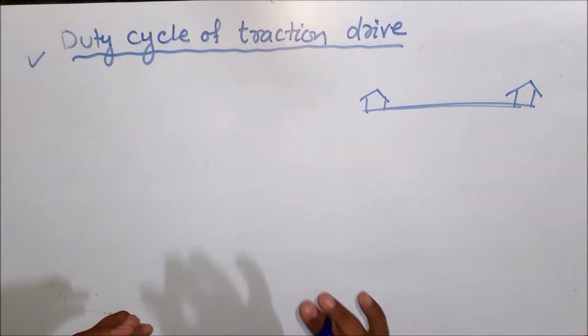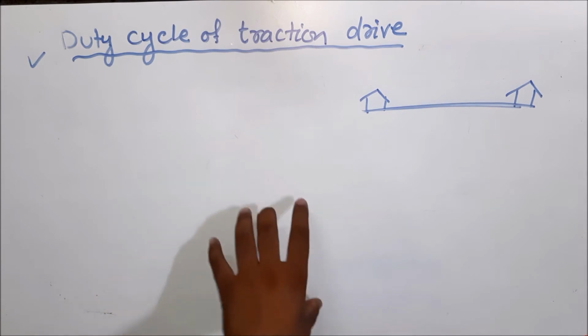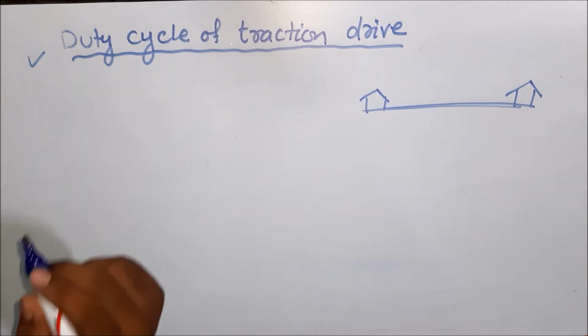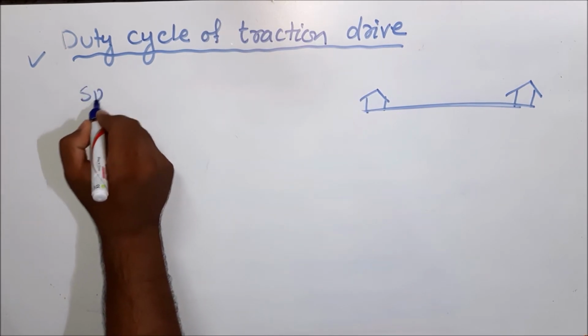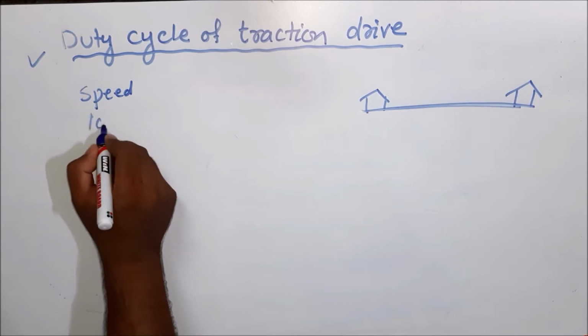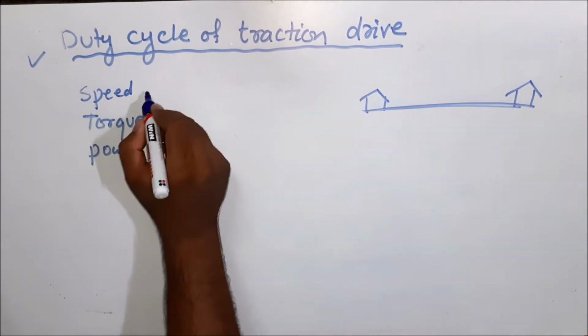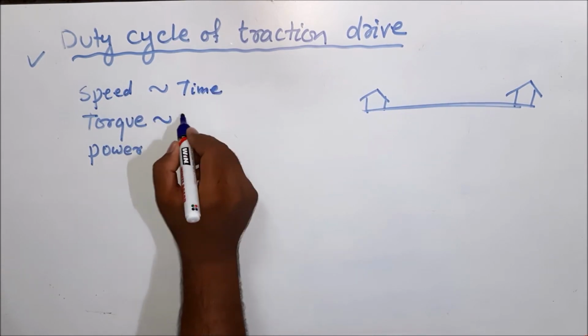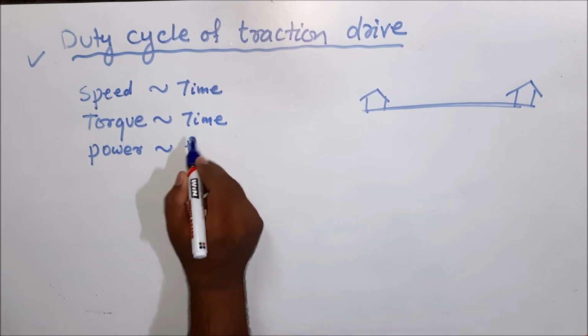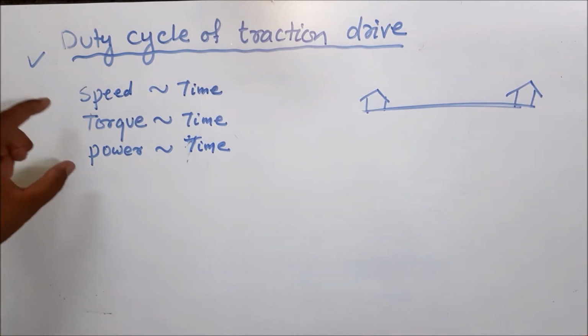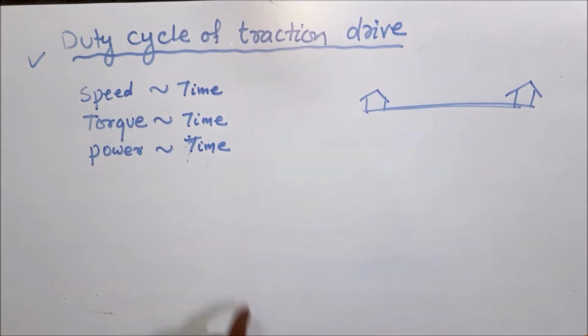That means the cyclic variation of speed, torque and power with respect to time and distance can be explained using the duty cycle of traction drive. So this duty cycle can be represented by three curves. The first one is speed, the second one is torque, and the third one is power. The first curve represents speed versus time, the second torque versus time, and the third power versus time. After looking at these three curves and designing them, you will be able to understand the duty cycle of traction drive, right?